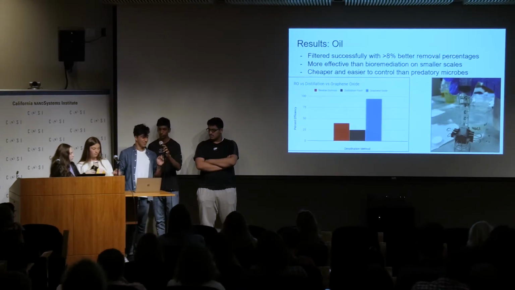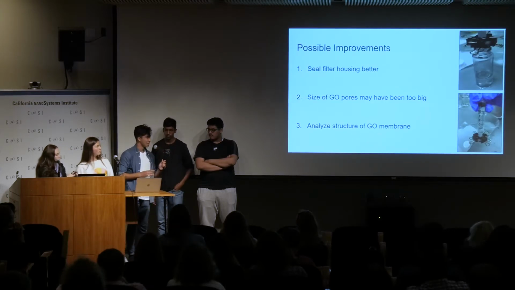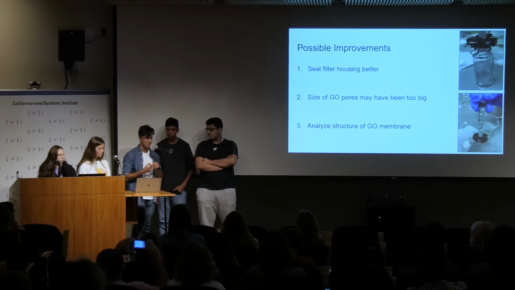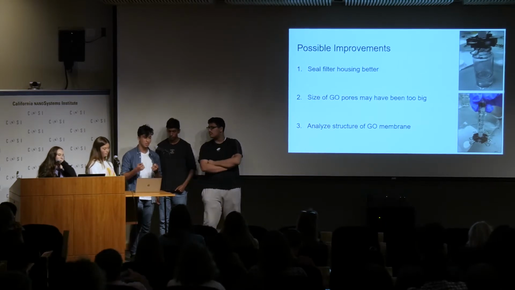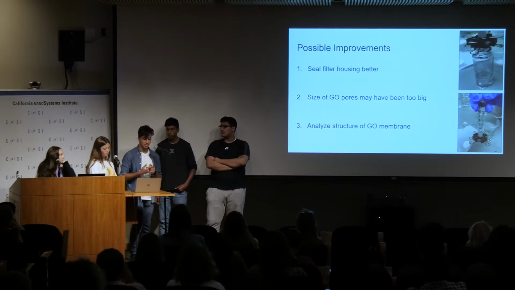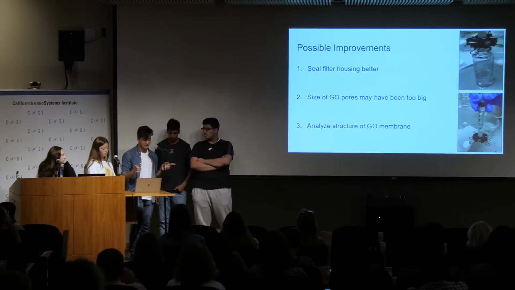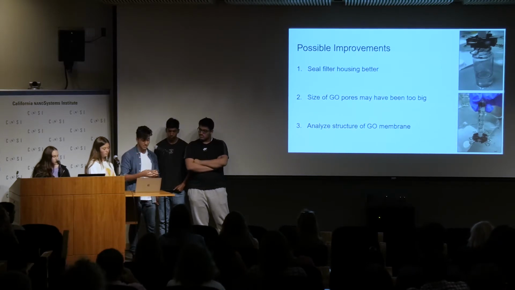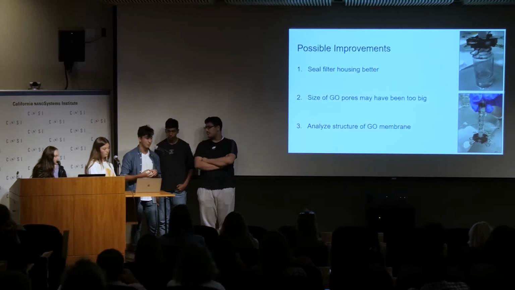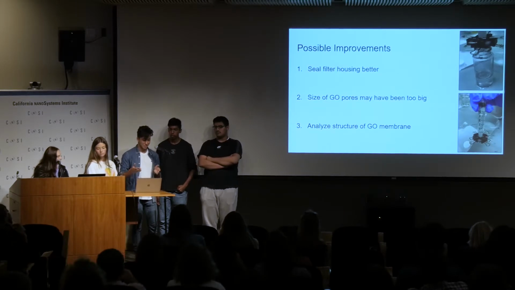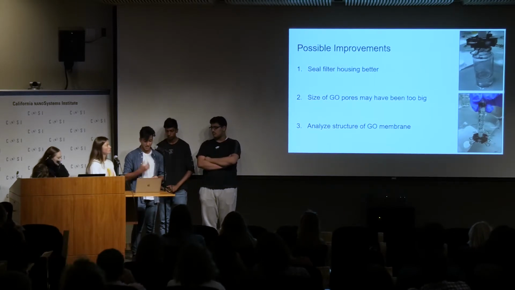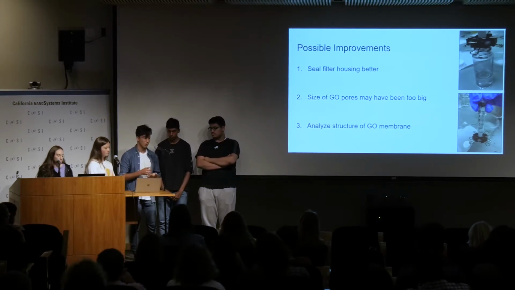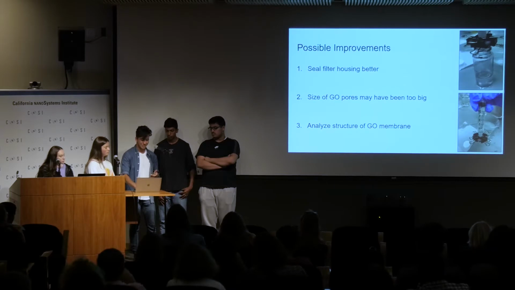So, if we could change something with the experiment that we've done, we would try sealing our filter better. Since we did crack open a filter and put in our own, it wasn't sealed around the edges, so the solutions would leak out of the sides. And also, we had no control over the size of the graphene oxide pores, so we didn't know exactly what it would do. And we could also analyze the structure of our graphene oxide membrane to see what exactly the properties it holds.